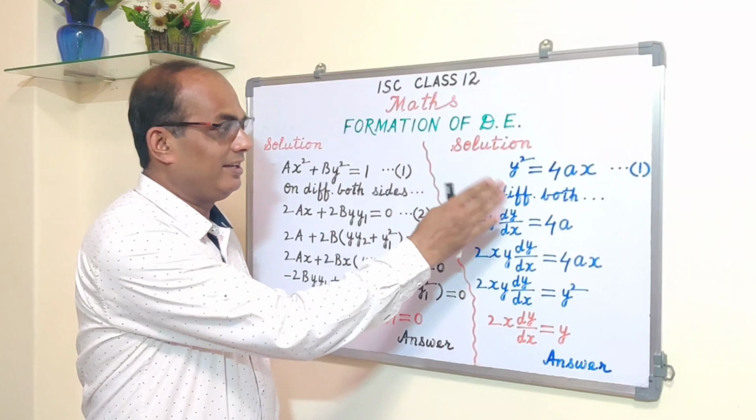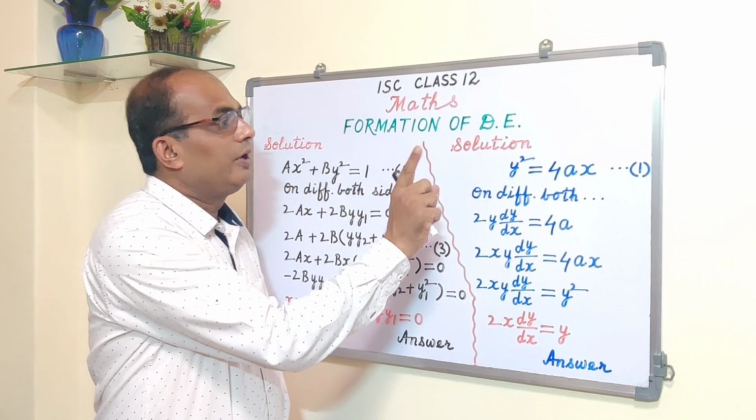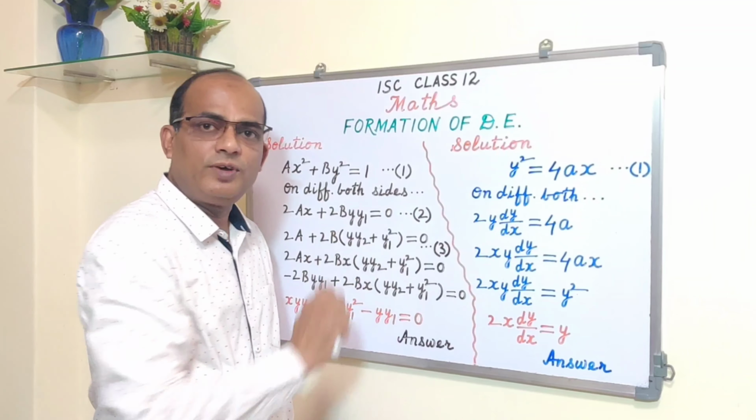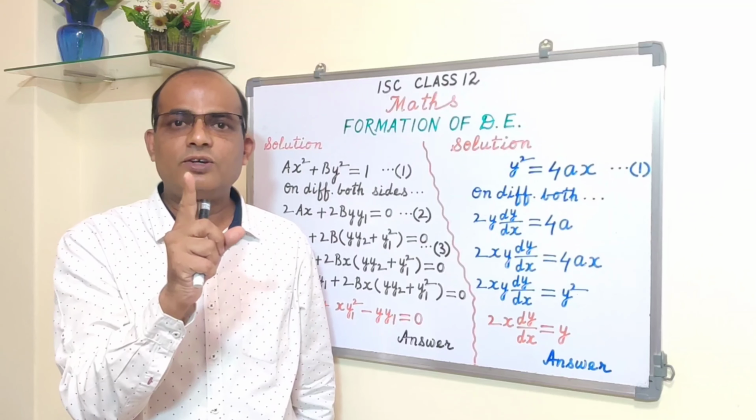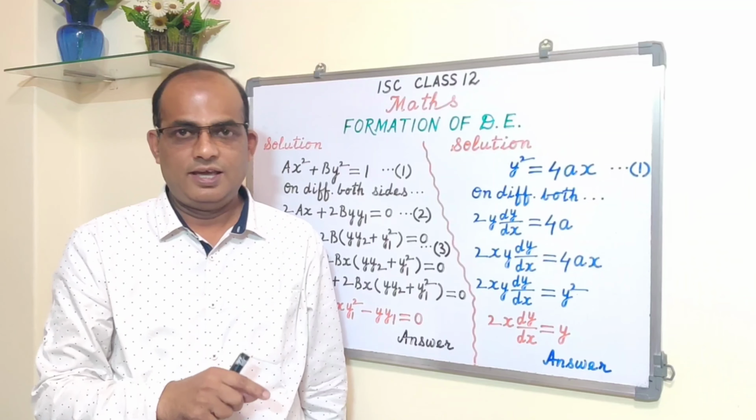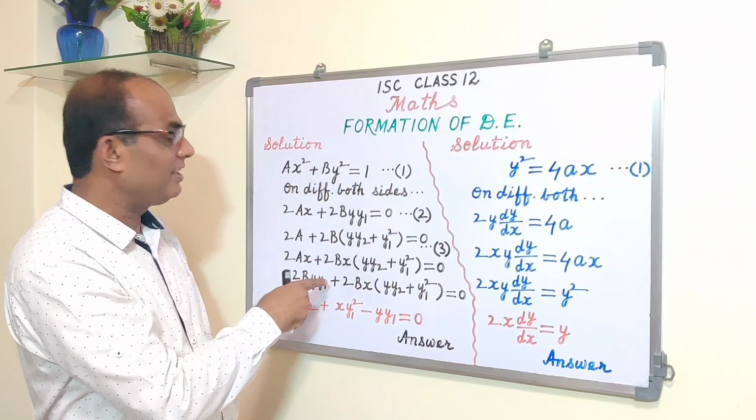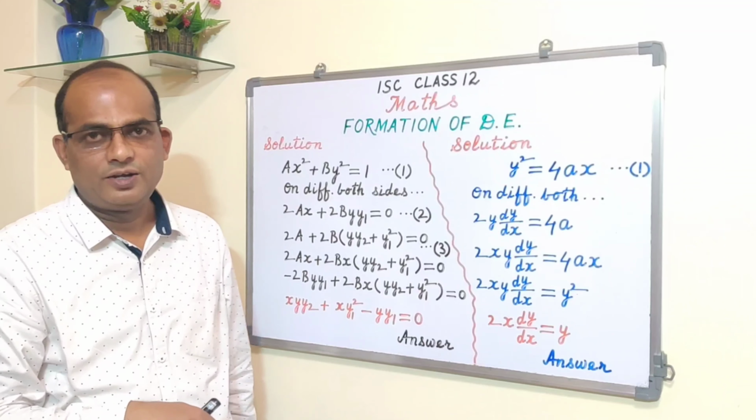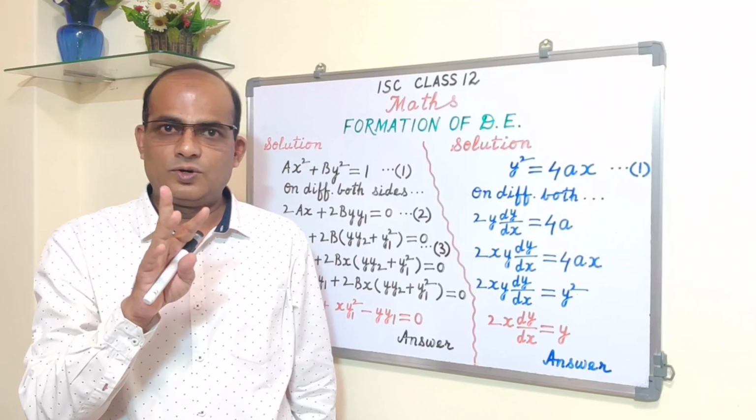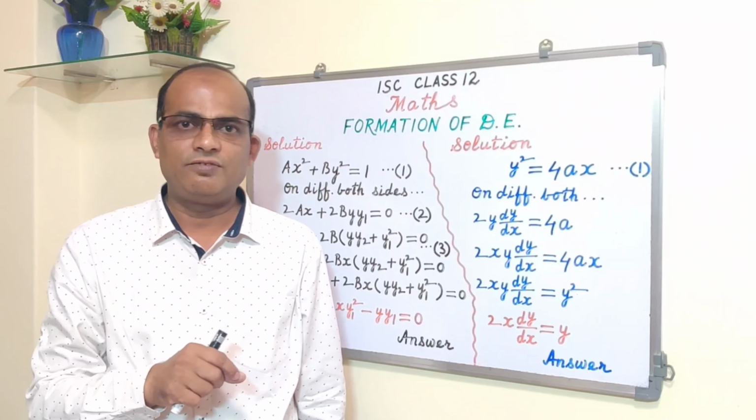Now let's see this solution first, then we'll come to this. Alright. So the equation is given y square is equal to 4ax. If there is one arbitrary constant, you differentiate once. If there are 2 arbitrary constants like a and b in this question, then you differentiate twice. I'll tell you twice. Alright. So this you can see in the 3 points that I have given you.